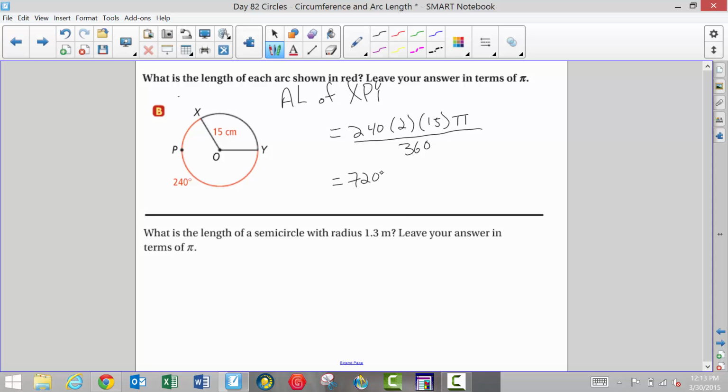So I have 7,200 pi over 360. 7,200 over 360 is 20 pi. So there's my answer, 20 pi cm. If I want that as a decimal, 20 times pi is about 62.83. This is 62.83 centimeters. So the distance from X, P to Y on the circle is about 62.83 centimeters.